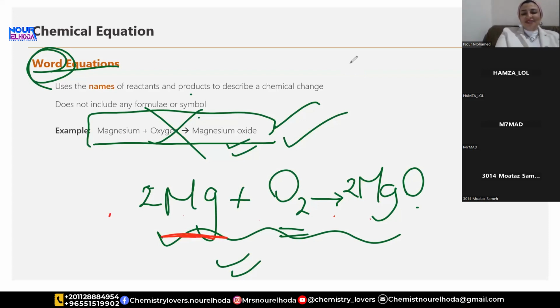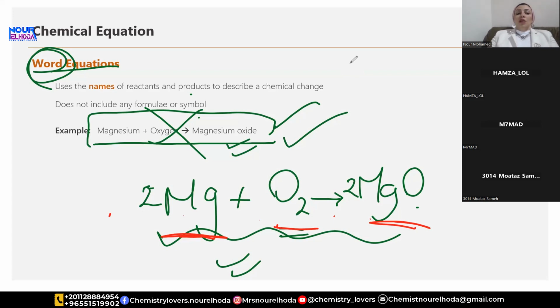So magnesium plus oxygen is going to give you magnesium oxide. Now I wrote it in a formula of the whole equation, as I told you, and I balanced it. So if he asks for word, write it in words. If he asks for symbolic equation, you need to write it in symbols.